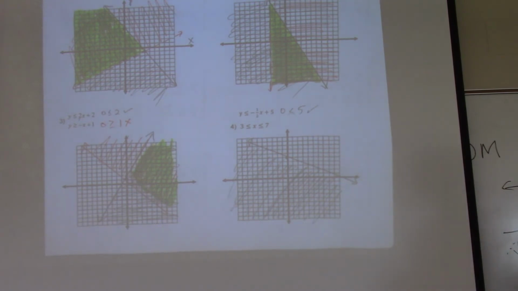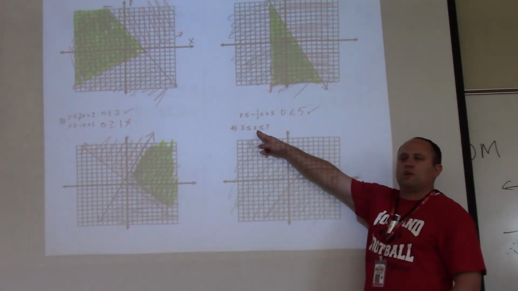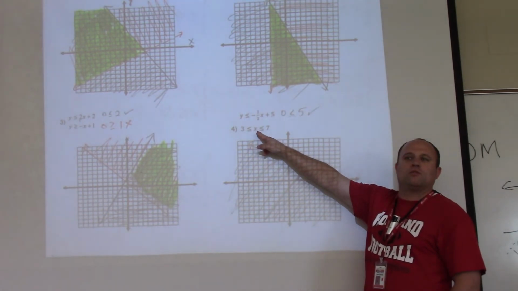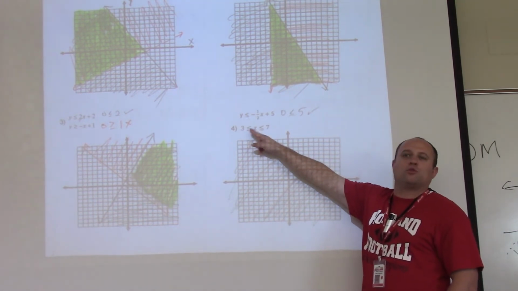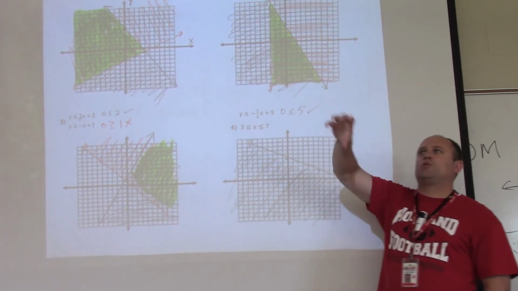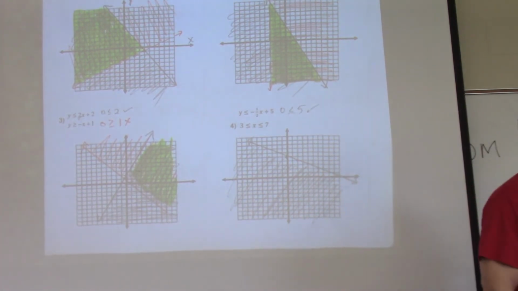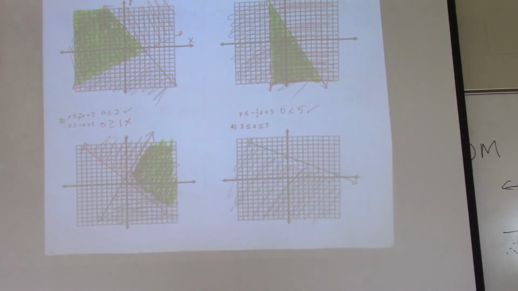How do I graph 3 is less than x is less than 7? Anybody? Give me numbers that would make that work. Okay. Give me numbers that make this true. What number can I put in here that makes it true? Any number. 5. What else? 4. Obviously, because x is just between 3 and 7, right? So any values between 3 and 7 are good. Does 0 work? No, because it's not between 3 and 7, right? So first of all, 0 is not going to be my solution. I'm not going to be shading there.